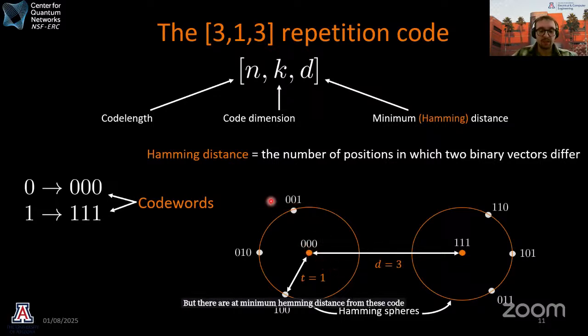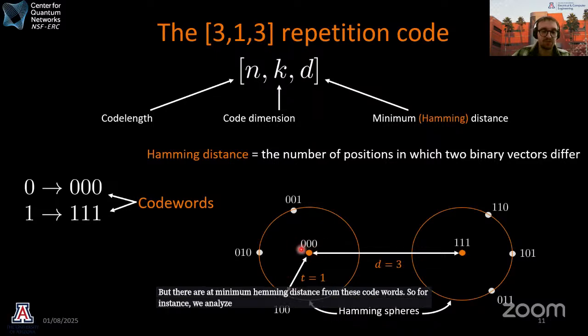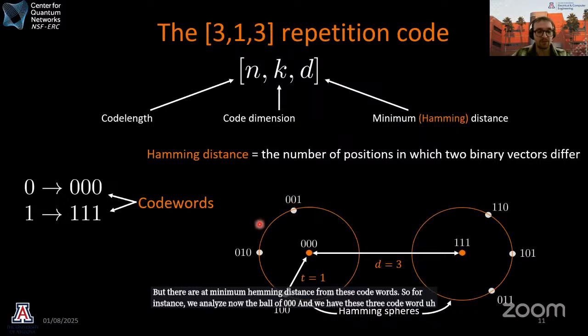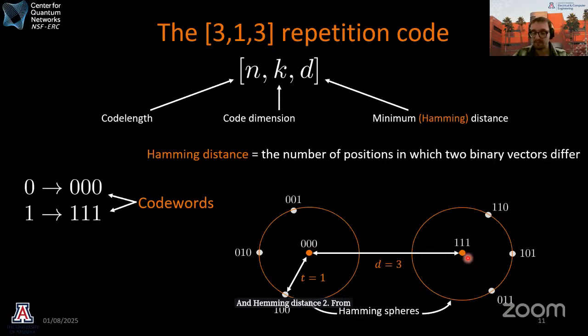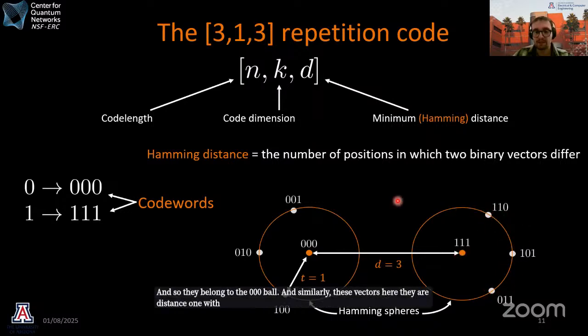So for instance, we analyze now the ball of 0, 0, 0, and we have these 3 vectors that are not code words, but they are at Hamming distance 1 from 0, 0, 0, and Hamming distance 2 from 1, 1, 1. And so they belong to the 0, 0, 0 ball. And similarly, these vectors here are at distance 1 from the 1, 1, 1 code word, and distance 2 from the 0, 0, 0 code word. And so they belong to the 1, 1, 1 sphere.